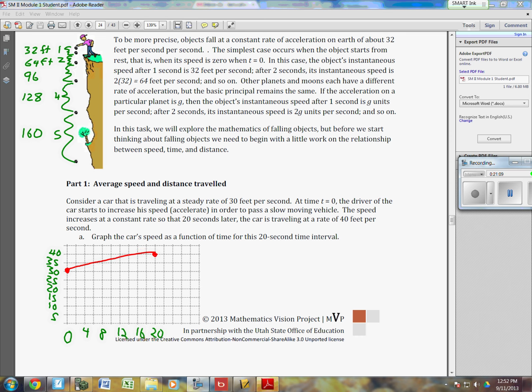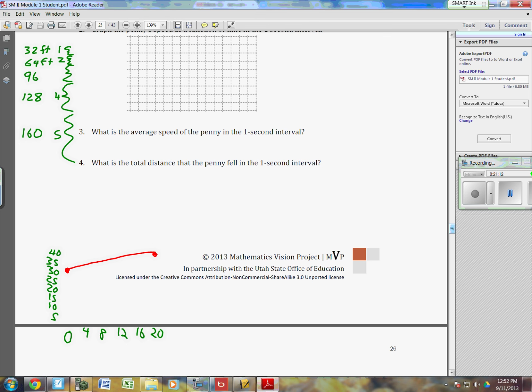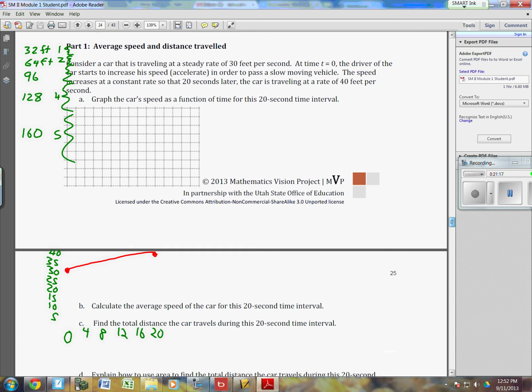And then it also asks us, what is the average speed? Oh, no, I went way too far, huh? Calculate the average speed of the car for this 20-second time interval. What was the average speed of that car for that 20-second interval? How did we figure that out?